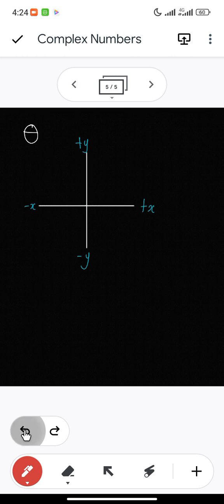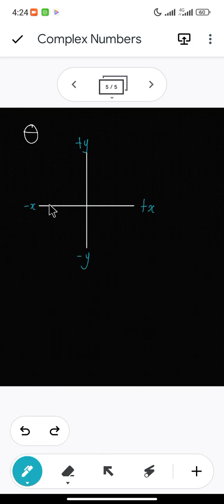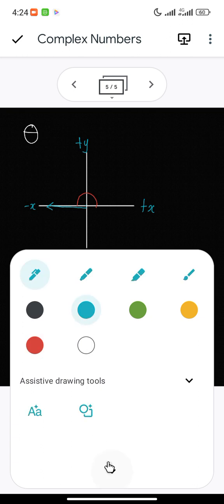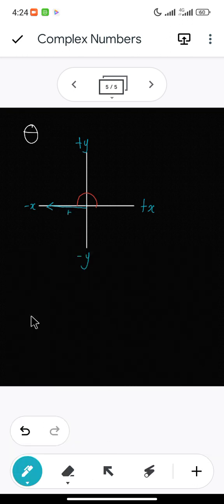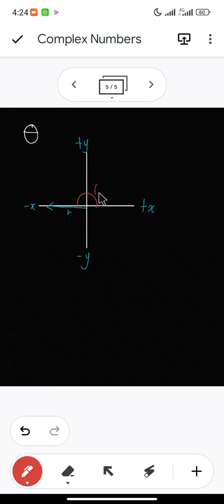Let's take another case, a special case where the modulus rests on the negative axis of x. So this is obvious that theta is going to be, you draw it from here and you move until you get to r. Mind you, this is r.